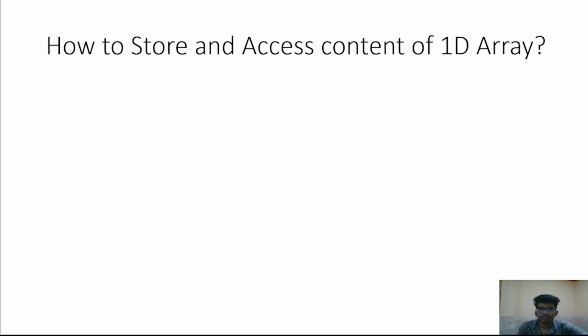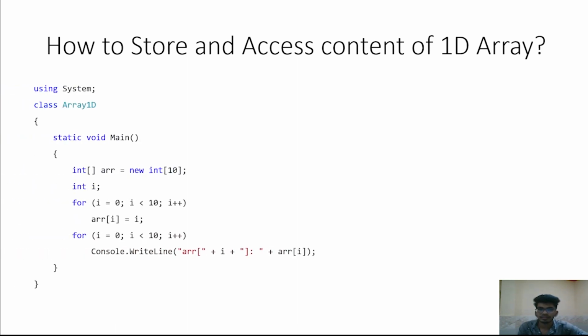Let's see an example of a one-dimensional array. First we have created class Array1D. Then inside static void Main we have defined a one-dimensional array where int is our data type, arr is the name of the array, the new keyword is used to allocate new space in the heap, and 10 is the number of blocks. Then we declare int i.